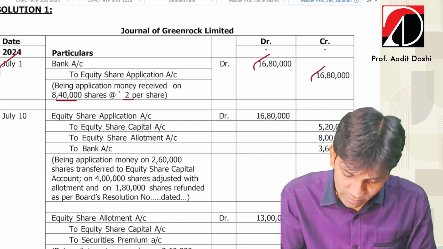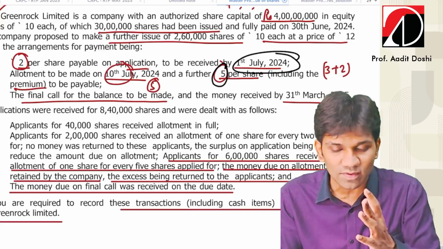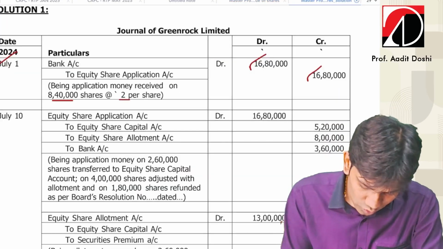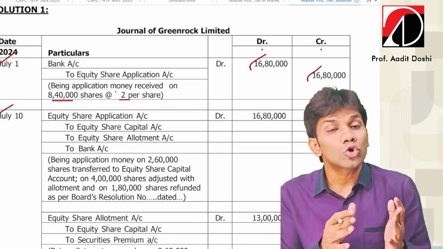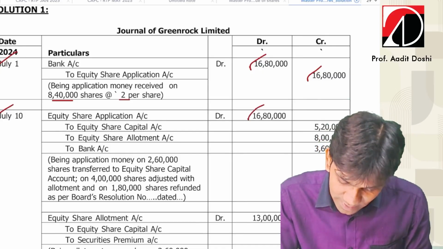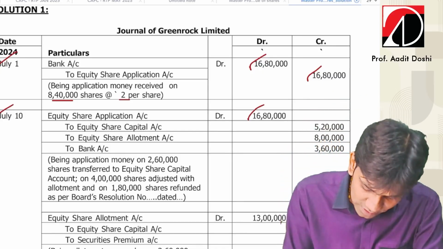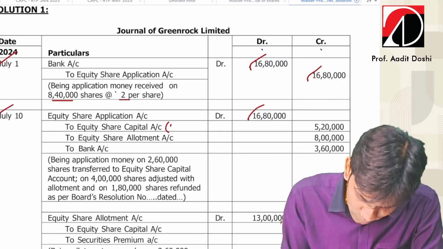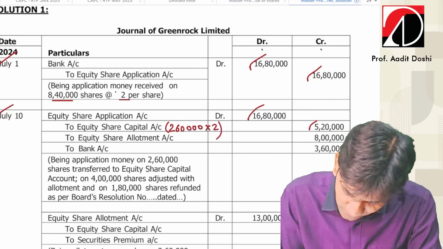Now on July 10. Why July 10? Let's see that. On July 10, allotment was made, so application money transfer will be done on July 10. So July 10: equity share application account debit, to equity share capital account, to equity share allotment, to bank. Now application will be copy paste, whatever credit is done. Debit equity share capital. How many shares did the company issue? 2,60,000 into 2 rupees. That comes to 5 lakh 20.